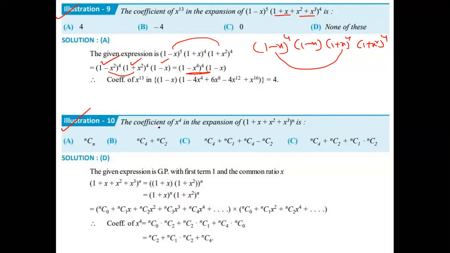Similarly, coefficient of x power 4. Dear students, same thing, same model. You can solve yourself. It's very easy. Still doubt is there? Ask me through Telegram app. Proceed for the rest. Take the screenshot.